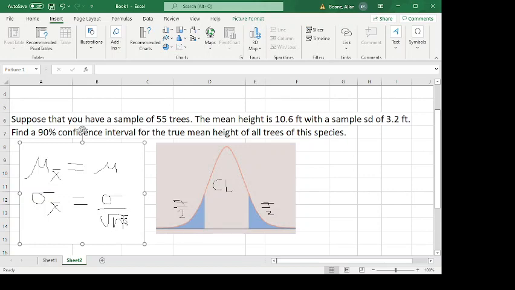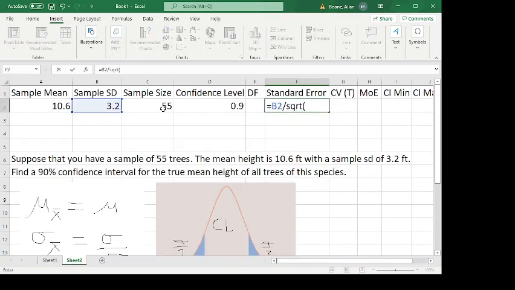Now, there is actually a technique that if you did know the true standard deviation, you could just use a normal distribution using this as your standard error. But if you don't have it, then the best you can do is estimate it using your sample standard deviation. And so we're just going to estimate it by taking the sample standard deviation divided by the square root of the sample size.